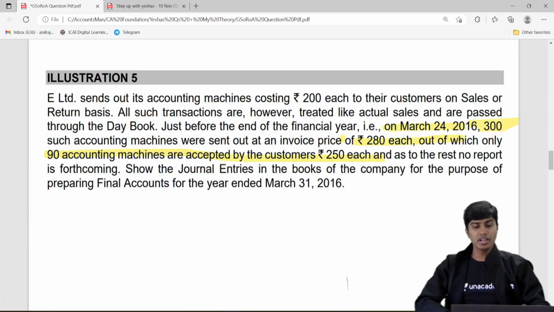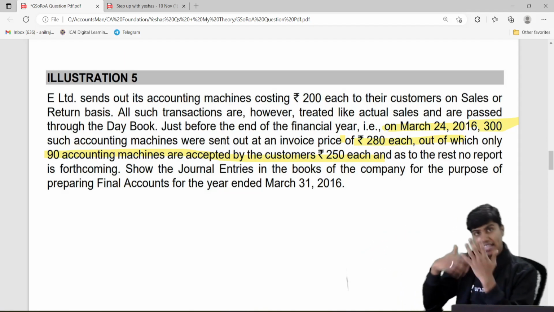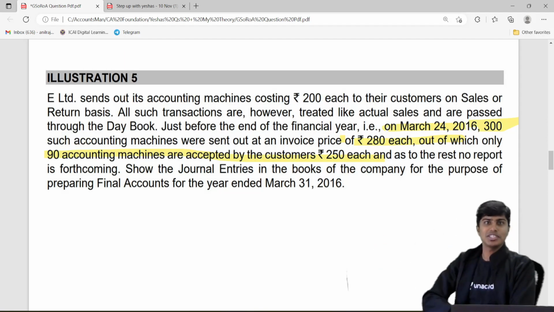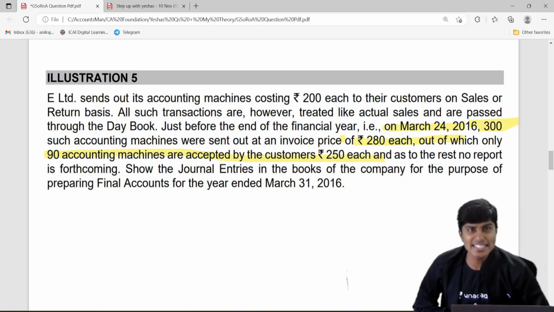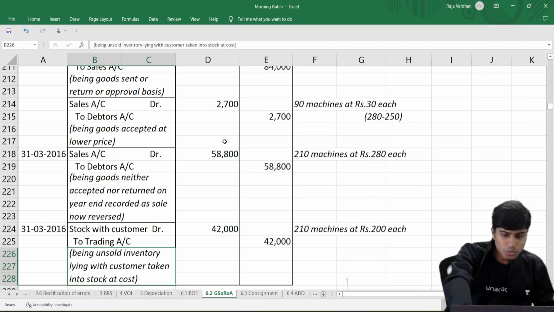And in this question, we have no information about any stock lying with the customer unaccepted being either accepted or returned in the next year. If they had given, we would have written an entry for the same. That said, guys, this is the solution to illustration number 5. I show this solution to you.